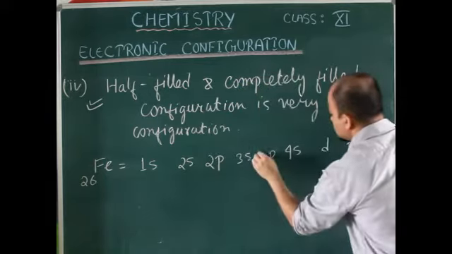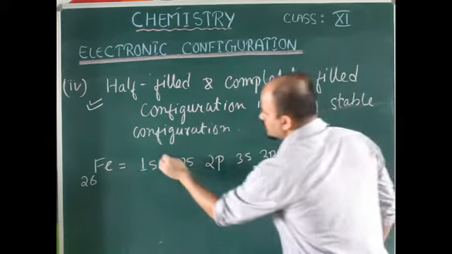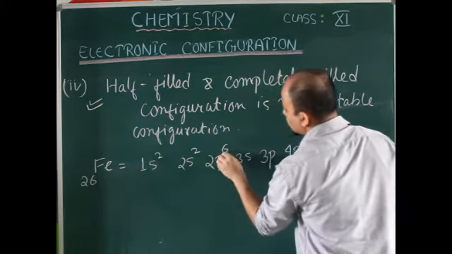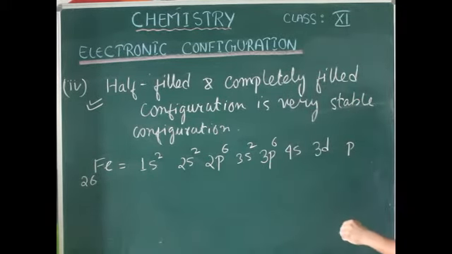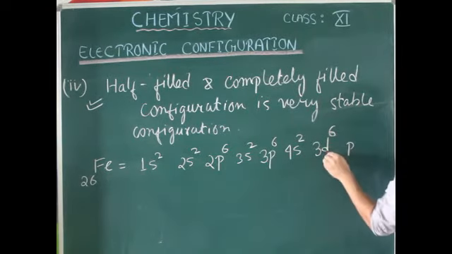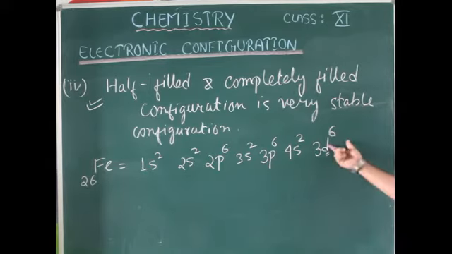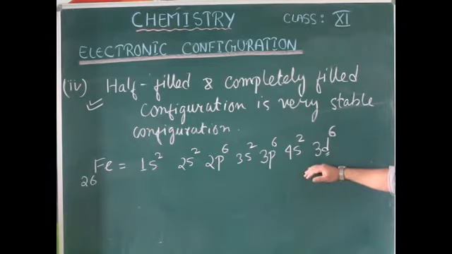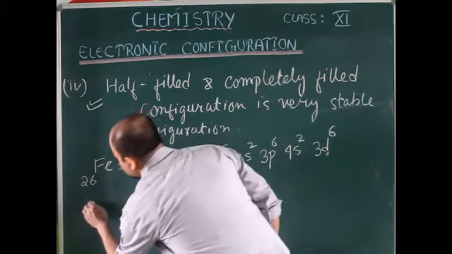So 2p, 3p, then comes 3d. So 2 electrons can be occupied. 4, 10, 12, 12 plus 6 is 18, 2 is 20. So how many more electrons are present? 6. So these 6 electrons will be occupied here. The maximum capacity of the d subshell is what? 10. Don't forget. So it can easily accommodate these 6 electrons. Okay, this is the electronic configuration of Fe 26.